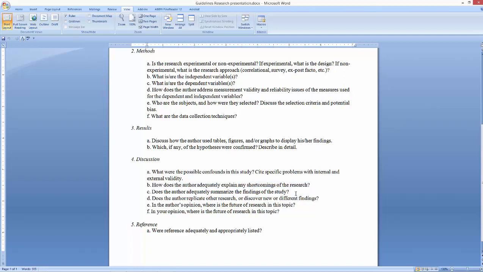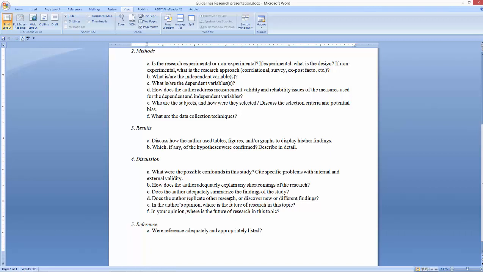Does the author adequately summarize the findings of the study? That really shouldn't require much explanation. You read it and see if the findings of the study are summarized. And most authors will indeed go into a good summary of the findings, especially if their hypotheses were met. And if they weren't confirmed, or the ones that weren't confirmed, they'll also go into the reasons possibly why they weren't confirmed, which would also be tied back to the shortcomings.